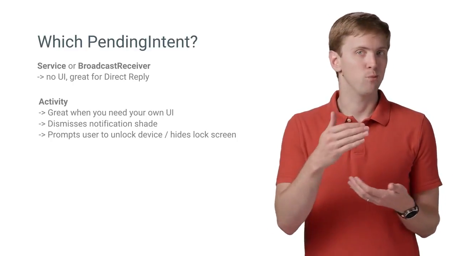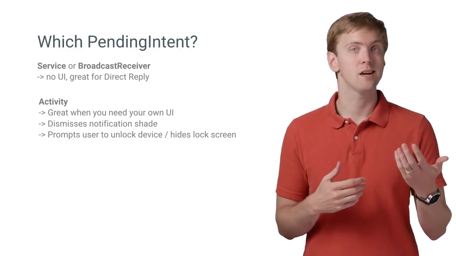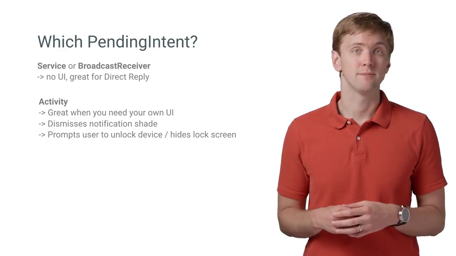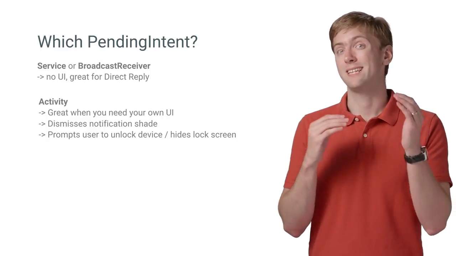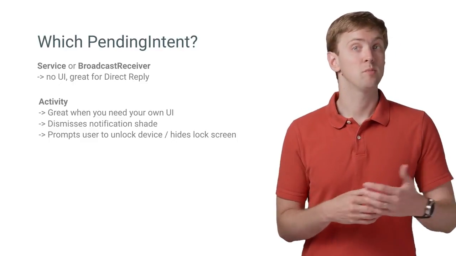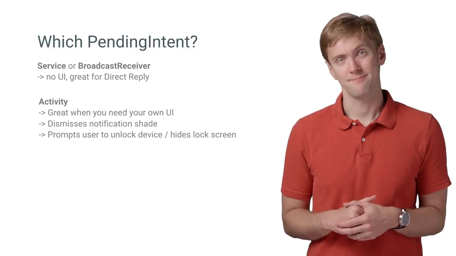The notification shade won't automatically dismiss, and users will need to manually unlock a locked device, leaving users unsure if anything actually happened. So we'll want to use an activity on Marshmallow and lower devices, and a service or broadcast receiver for our new direct reply supported devices.